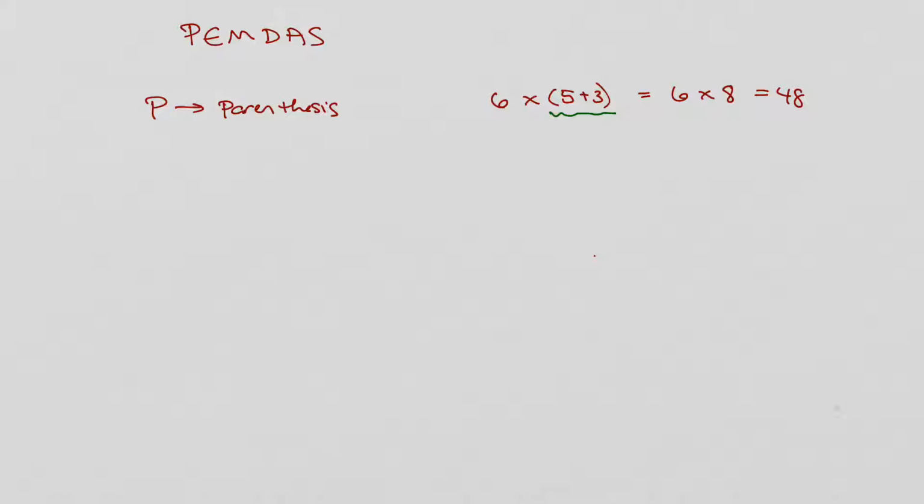The E in PEMDAS stands for exponents. Remember the example we had earlier, 5 times 2 squared? In this case, since I don't have any parentheses, let's move down the list. The next letter is E, so that means exponents. There is an example of an exponent, 2 to the second power, so I'll do that part first. Then I have 5 times 4, which gives me my 20.